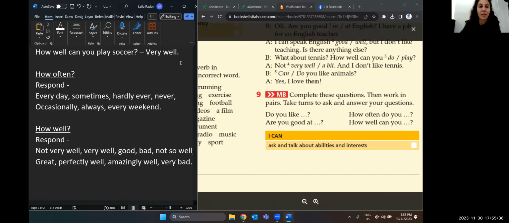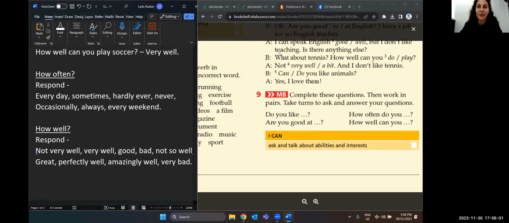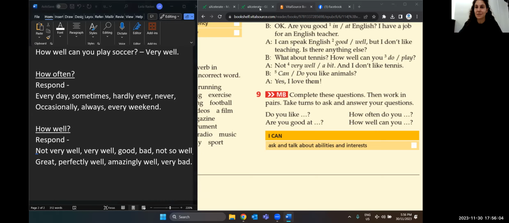So you just got to remember, when you reply to how often questions, you use adverbs. And when you respond to how well questions, you use adverbs. They're both adverbs, but they're different kinds. You cannot put this adverb in this one. Okay, so now we know how to talk a lot about our abilities and our interests. Let's go to the extra materials.